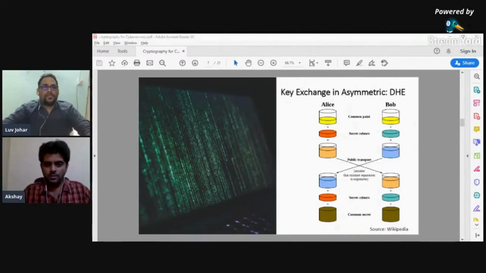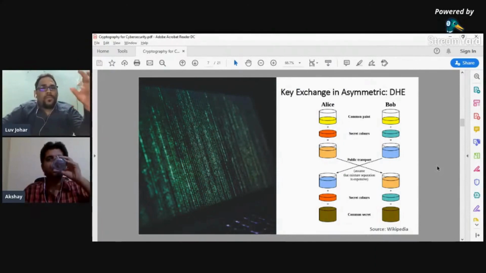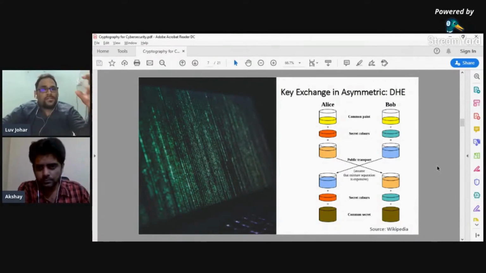Just to add, I think Mohammed was asking about the practical use case of this. The practical use case of symmetric encryption is basically in the banking sector. Payment applications and card transactions actually use this encryption. Okay, Mohammed, so you can understand this better.